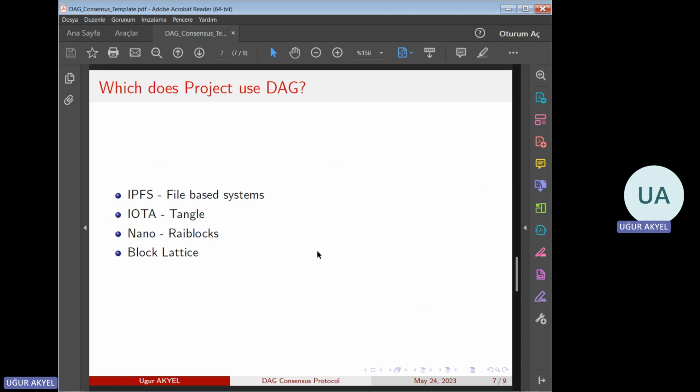Actually, IPFS systems use the DAG algorithm, directed acyclic graph, for file storage, and DAG is very useful for data storage. And the IOTA network uses the DAG with a system named Tangle. Tangle is the DAG consensus algorithm in use by IOTA.